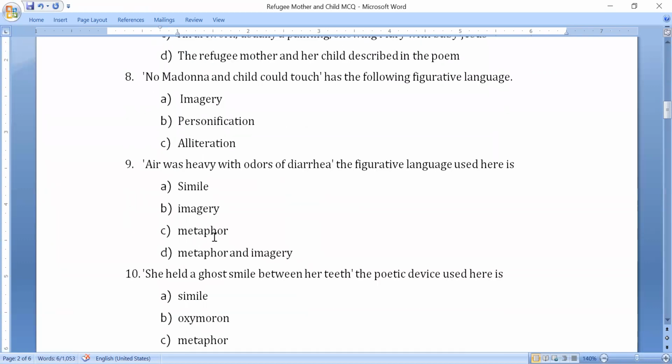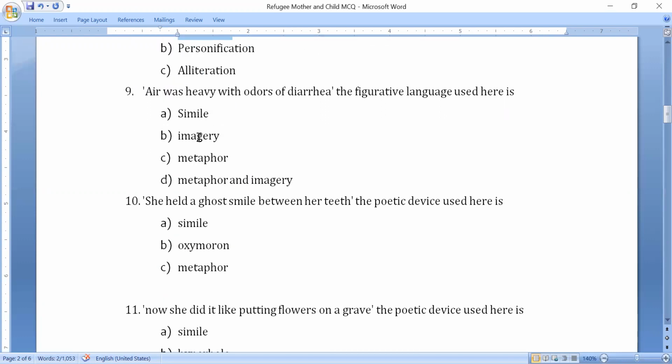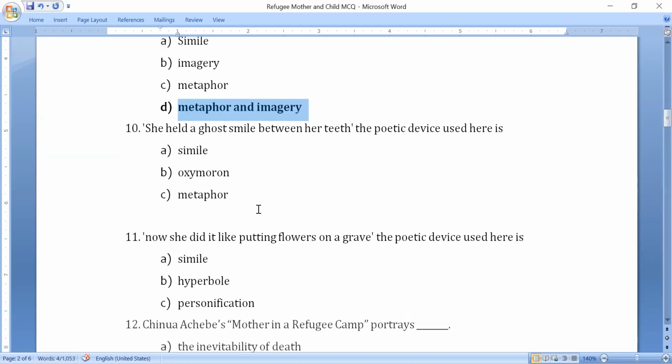Eighth question. No Madonna and child could touch has the following figurative language. Which figure of speech is it? It's imagery. So it's imagery. Next: the air was heavy with odors of diarrhea. Which figure of speech? It's a combination of metaphor and imagery.